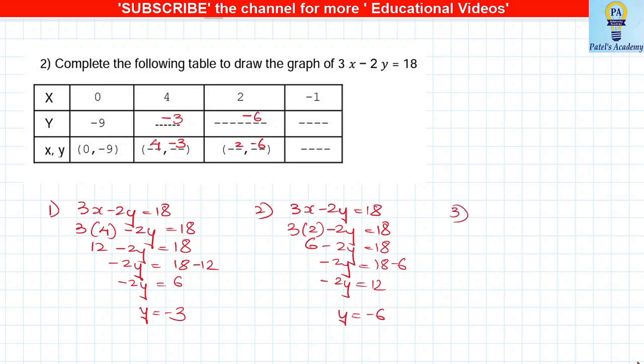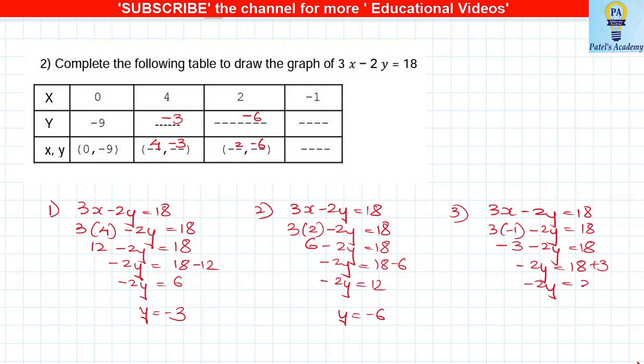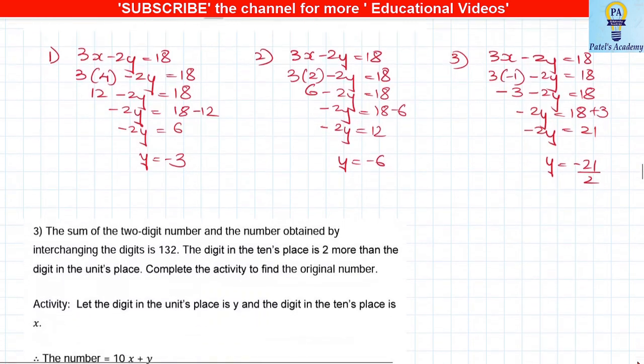Third part, we are putting x as minus 1. So 3x minus 2y equals 18, x is minus 1, that is minus 3 minus 2y equals 18. Minus 2y equals 18 plus 3. So minus 2y equals 21. y equals minus 21 upon 2. So the point is minus 1 comma minus 21 by 2. And we just have to complete the table, students. We are not drawing it.